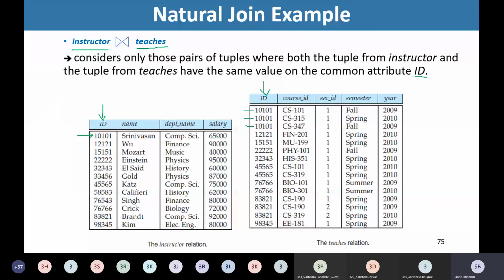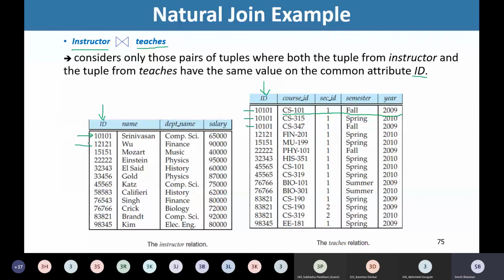So in my natural join, I will have 3 tuples for ID 10101. The first tuple will have all those attributes along with these remaining attributes. ID will remain only once. ID will appear only once in natural join, because this is the common attribute. So for this ID 10101, I have 3 matching tuples in teachers. So ultimately in my final output, I'll have 3 tuples for ID 10101.